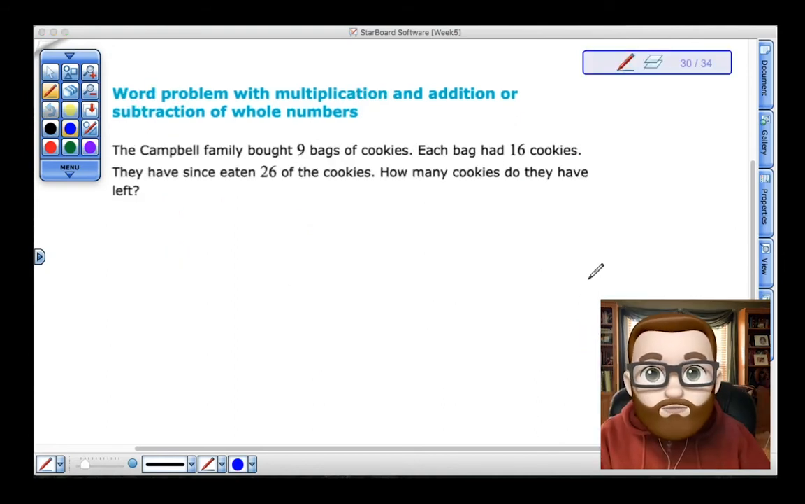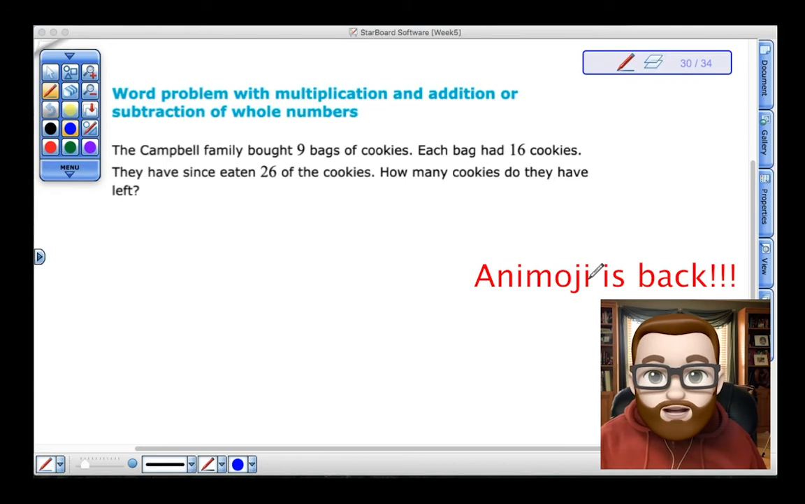All right, on to example number 2. The Campbell family bought 9 bags of cookies. Each bag had 16 cookies. They have eaten 26 of the cookies. How many cookies do they have left? So first let's figure out how many cookies they have. They have 9 bags. How many are in each bag? 16 cookies. So we're going to take those two numbers and we're going to multiply them.